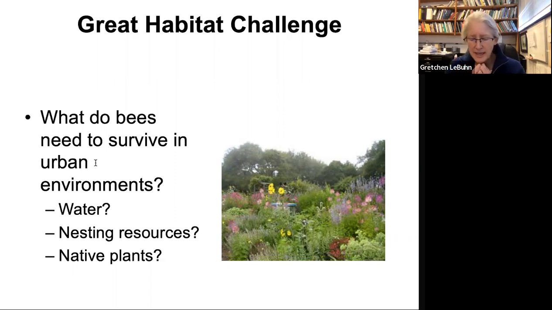When we looked at the data, there were lots of suggestions that people were making about how to improve your garden for pollinators, but very little of it was backed up with actual scientific evidence that showed that the things we were suggesting worked. So people suggested you needed to have a water element, that having nesting resources, some bare ground was important, converting over to native plants.